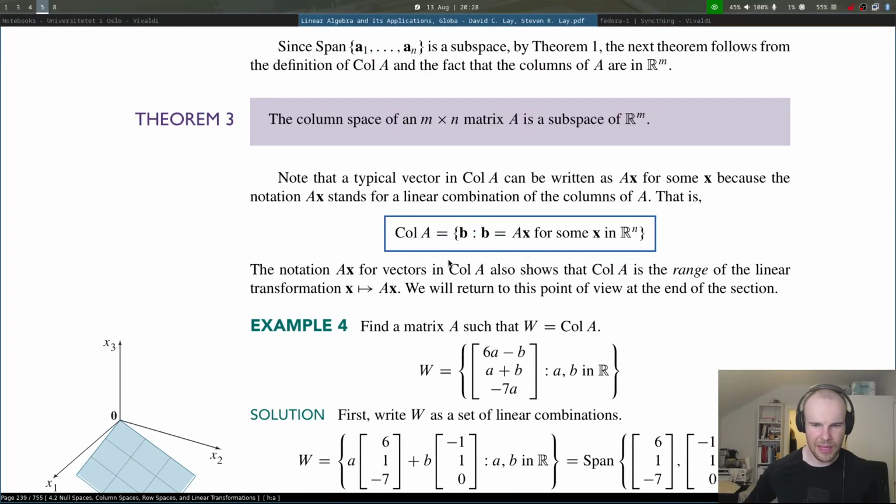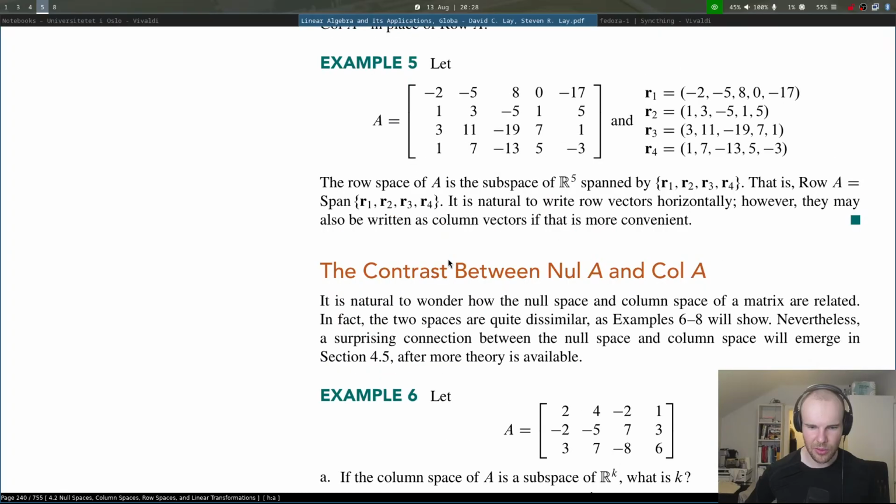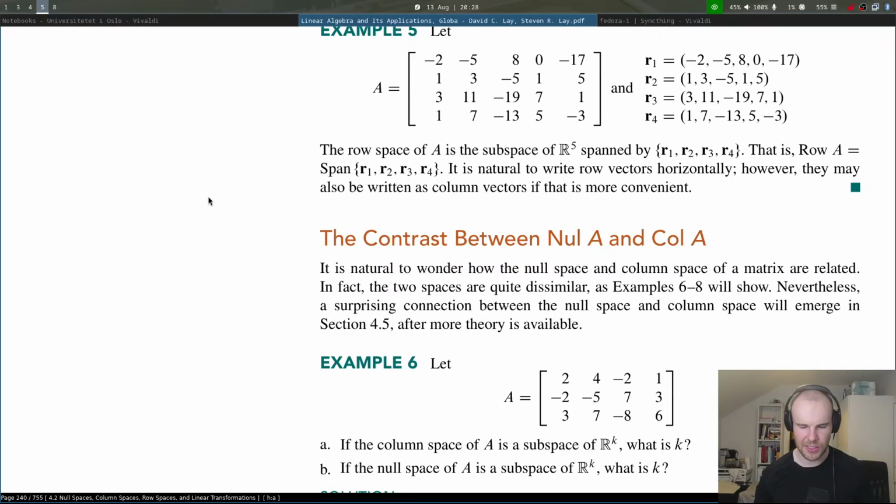Then we have example 6, and then example 7 is pretty long. Okay, example 6. Let A be equal to this. If the column space of A is a subspace of Rk, what is k then? We have the column space, and these vectors are of course in 3 dimensions because they belong to Rk, so k is equal to 3.